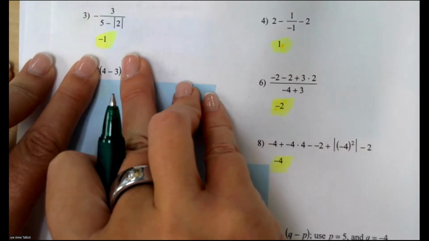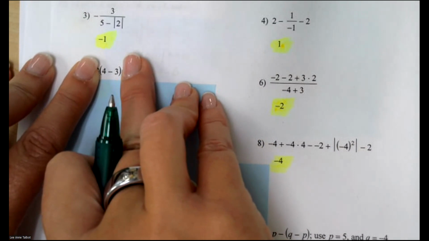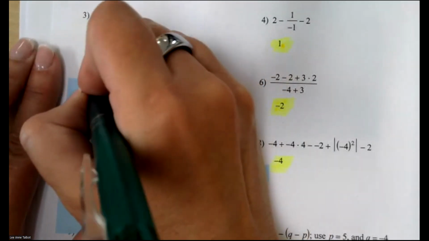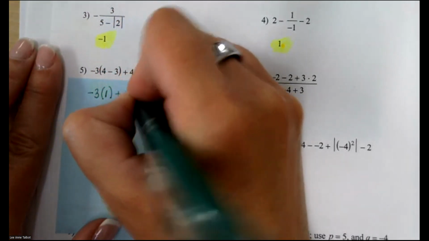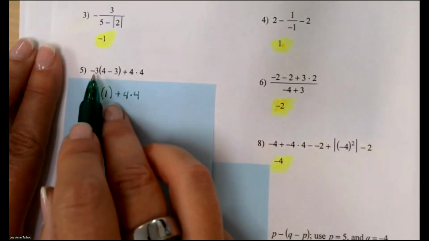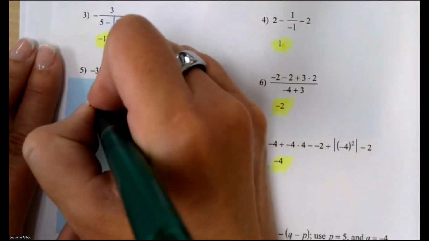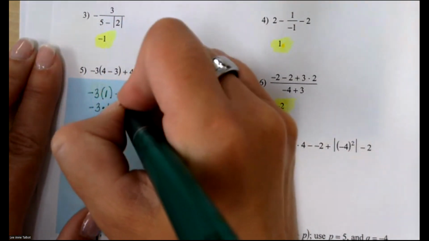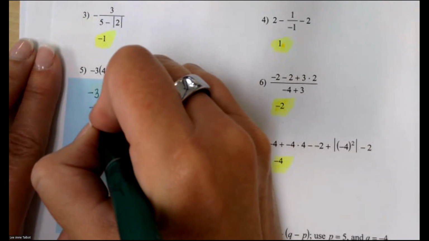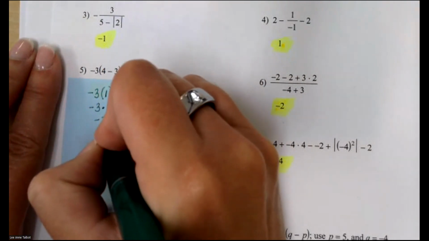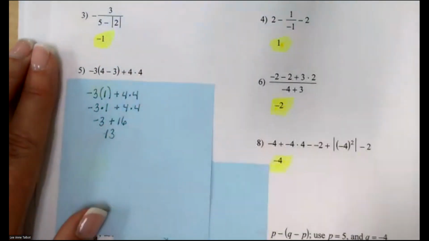Parentheses first. So I'm going to ignore everything except for the 4 minus 3. 4 minus 3 is 1. So I have negative 3, 1 plus 4 times 4. Now, when the negative 3, just like that other problem, is stuck on the front, that means times. So negative 3 times 1 plus 4 times 4. So negative 3 plus 16 is not negative, Mrs. Talbot, is positive 13.